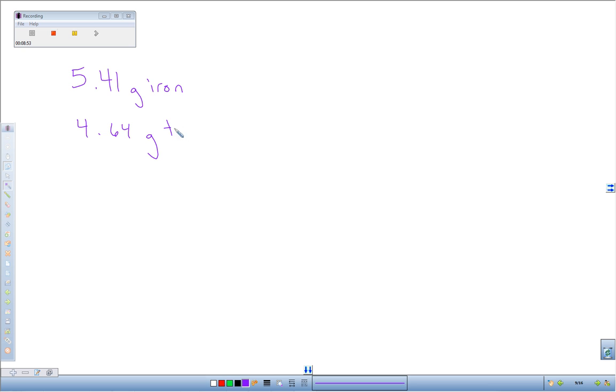We are writing this given information down. Titanium. And 4.65 grams of oxygen. This is why oxygen is the second most abundant element in the Earth's crust, because it's always bonded to all these metals, all these oxides. Okay, so 5.41 grams of iron, 4.64 grams of titanium, and 4.65 grams of oxygen. Determine the empirical formula for ilmenite.